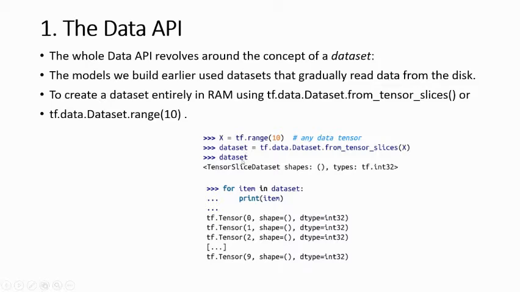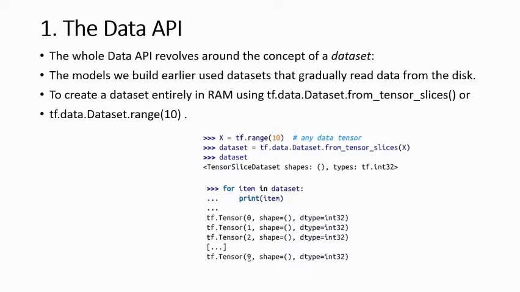So this dataset is of the type int32. Now in case you want to print all the items which are there in the dataset, you can just use a for loop over the items in the dataset and print them. So it prints all the items from 0 to 9 as one dimensional tensors. This is one way of creating a dataset using range or from_tensor_slices.